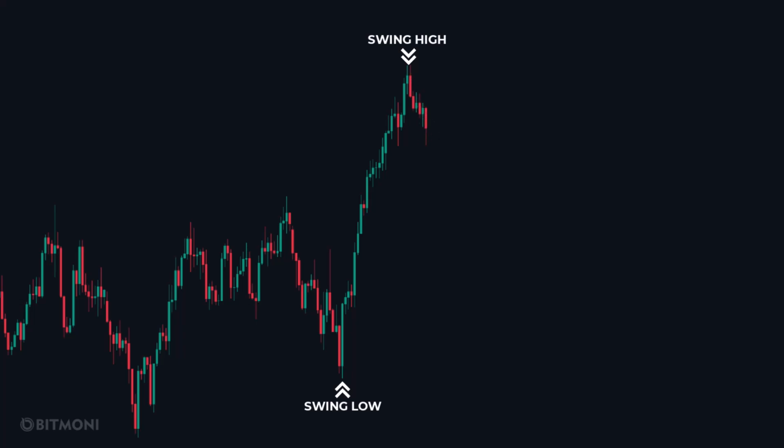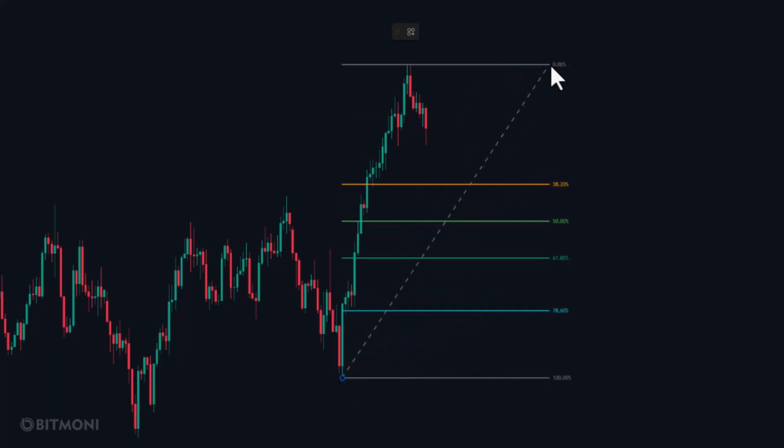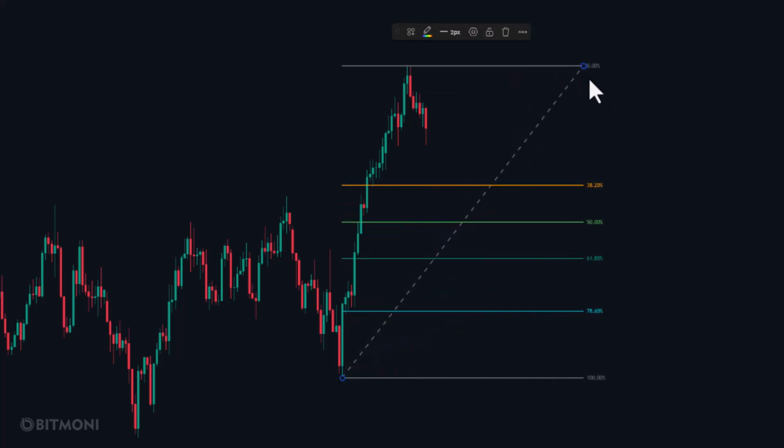Once you've identified both the swing high and swing low, the next step is to draw the Fibonacci retracement. To do this, you just have to plot it from the swing low up to the swing high, then extend the levels to the right. Note that I'm aligning the tool with the end of each candle's wick. As you can see, the Fibonacci levels are now displayed on the chart. I also recommend using the custom settings I provided earlier to make it easier for you to follow along.